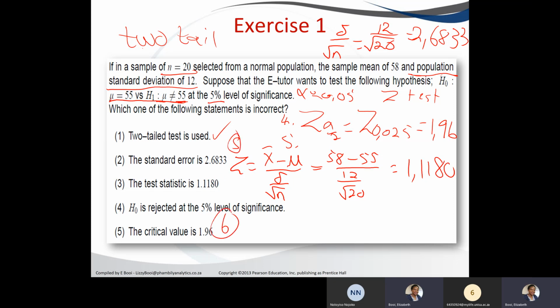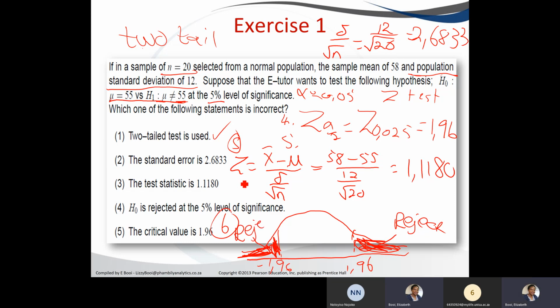Step number 6 is to make a decision and conclude. Making a decision, I'm going to draw a graph that looks like this. Because it's two-tailed, I'm going to put here minus 1.96 and here positive 1.96. Looking at our z-test, I can make a decision. Anything that falls in these tails, we reject. And in the middle, we do not reject.